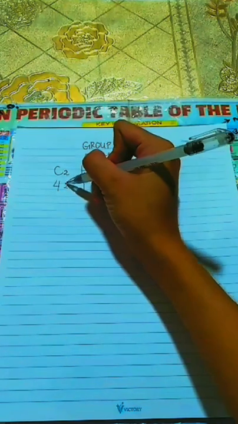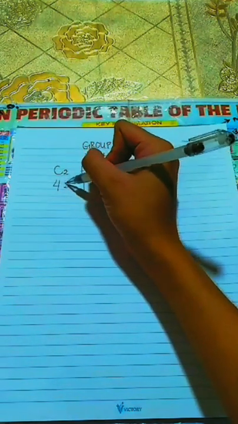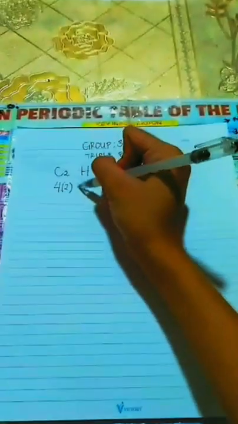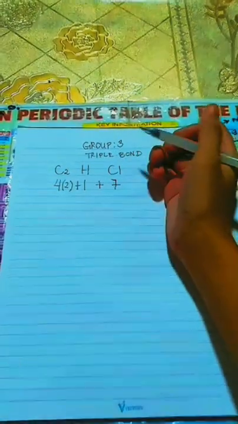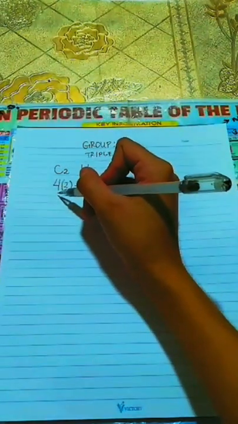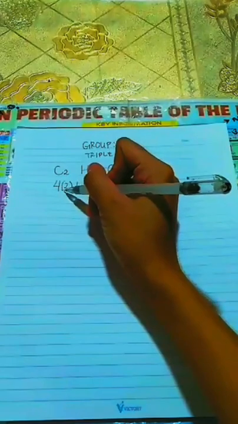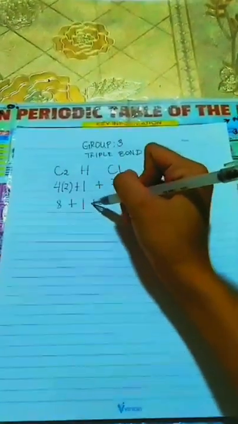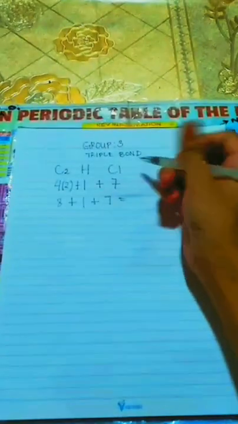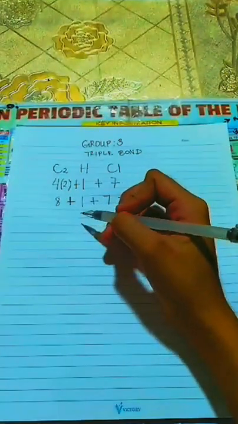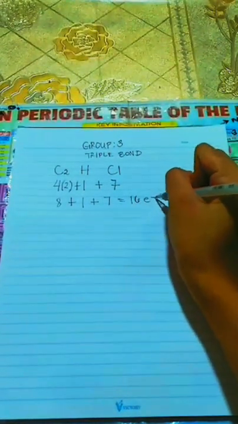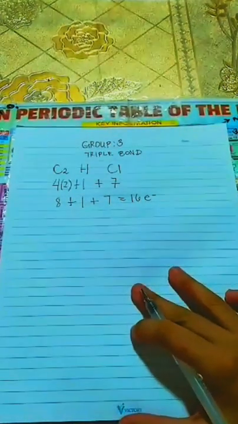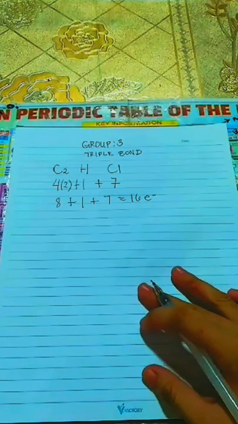I put the 2 because I have used 2 carbons, and I have put a plus and I can add it. Now the first thing I do is 4 times 2 equals 8, plus bring down the 1, plus bring down the 7, and then 8 plus 1 equals 9, plus 7 equals 16. I have 16 electrons, and then I'm going to show how the triple bond happens with these elements.